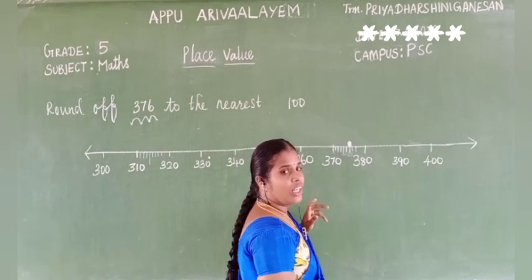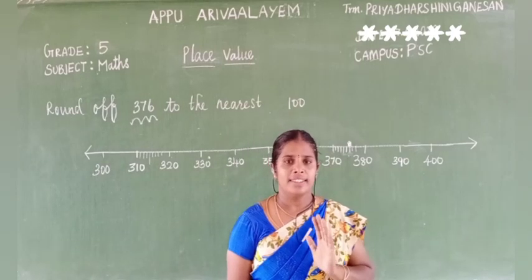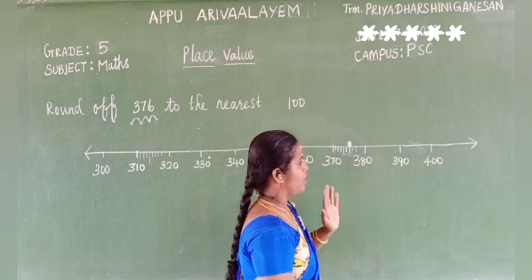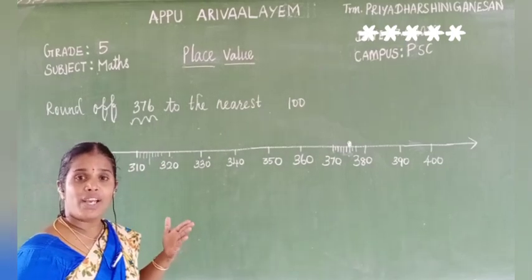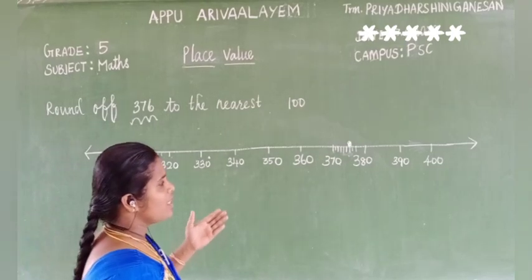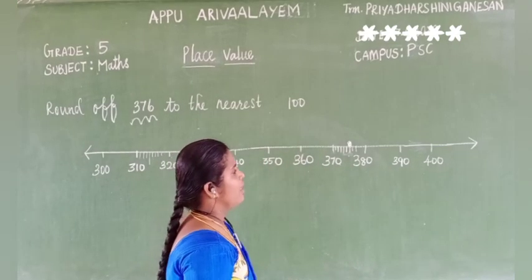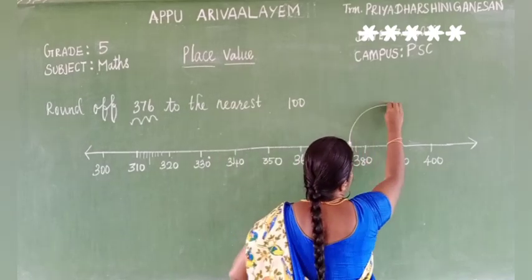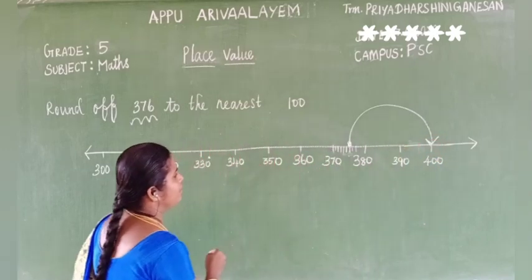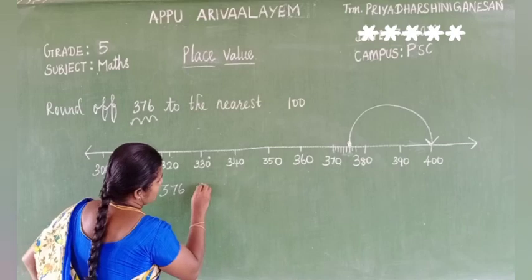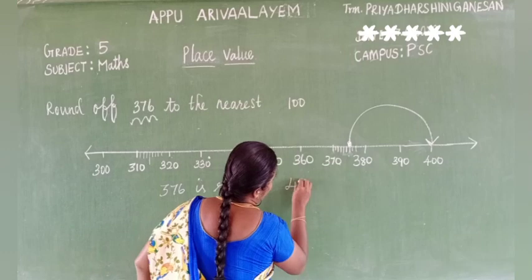Now you need to find which 100 is closer to 376. See, 400 or 300, which is closer? Yes, you are right. 400 is the closer 100. So 376 is rounded off to 400.